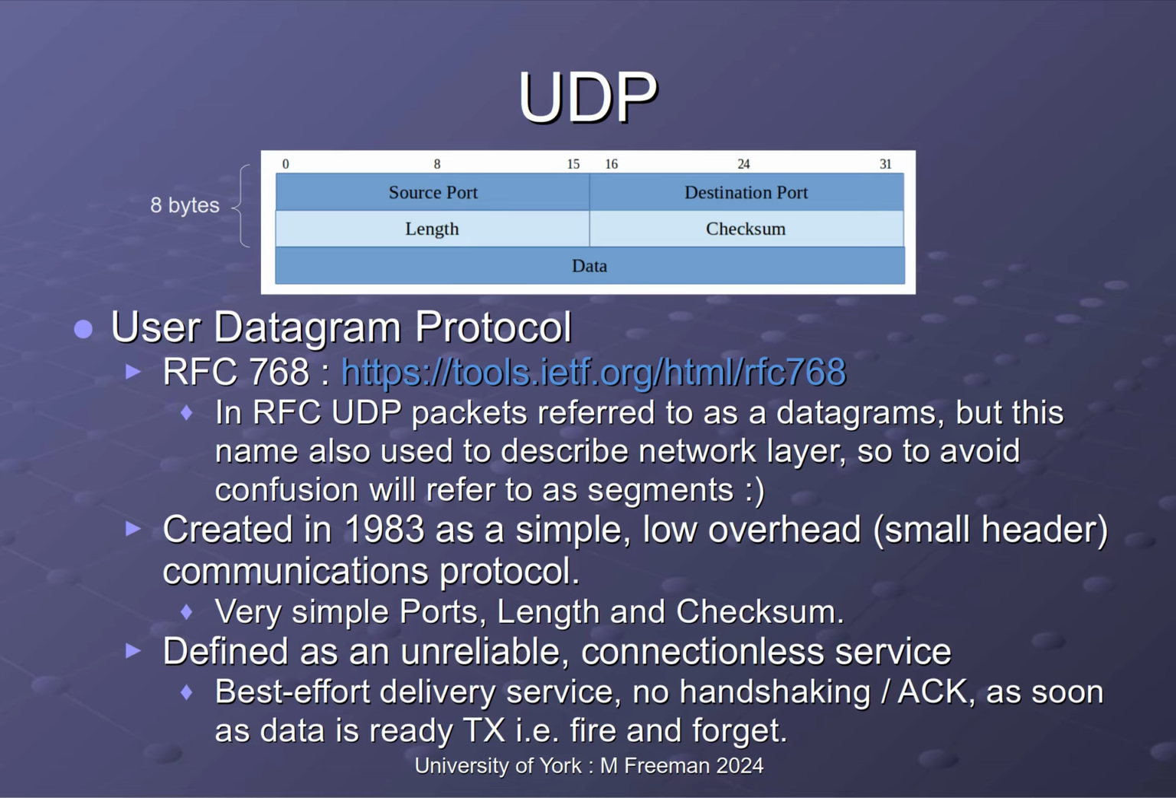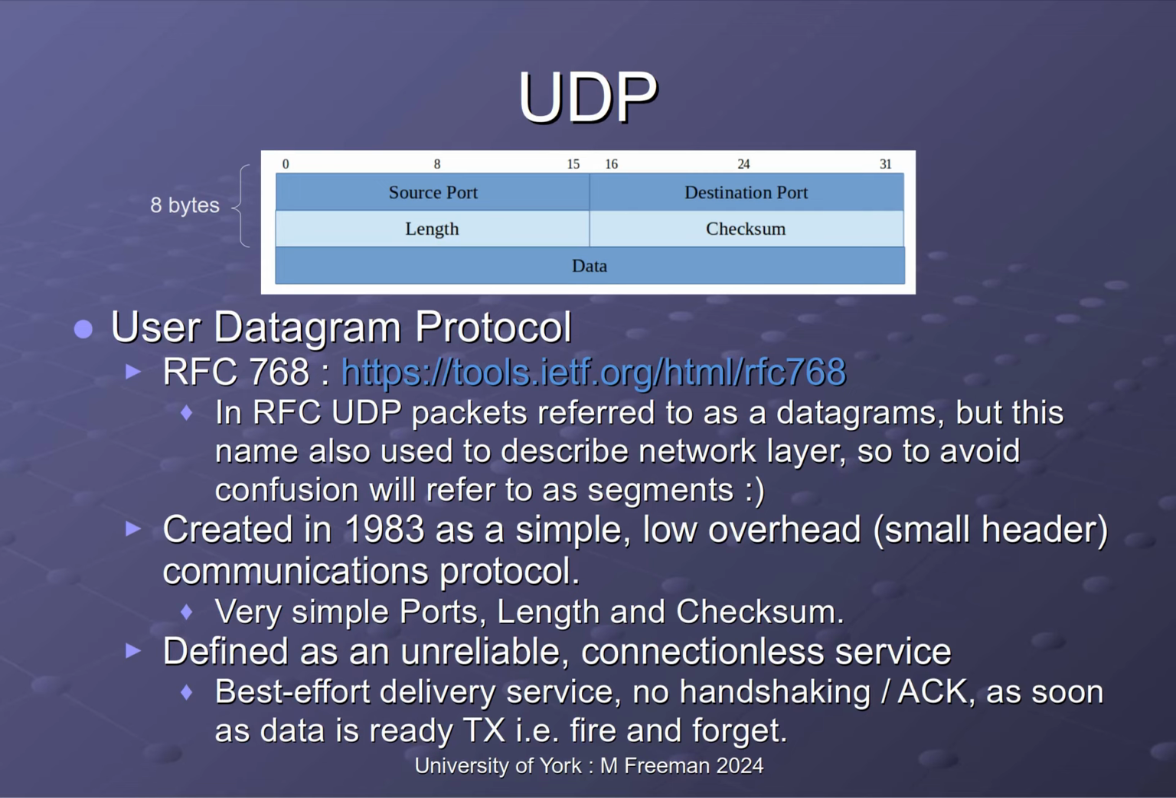Okay, so the first protocol we'll be looking at in the transport layer is UDP, the User Datagram Protocol. As always, if you want more information, see RFC 768. Within this documentation, packets are referred to as datagrams, but that terminology is also used in the network layer, so I'm going to avoid that. All our messages will be broken down into segments, the units of data within the transport layer, and you'll see that in many a textbook. It's a common way of describing our data at this level.